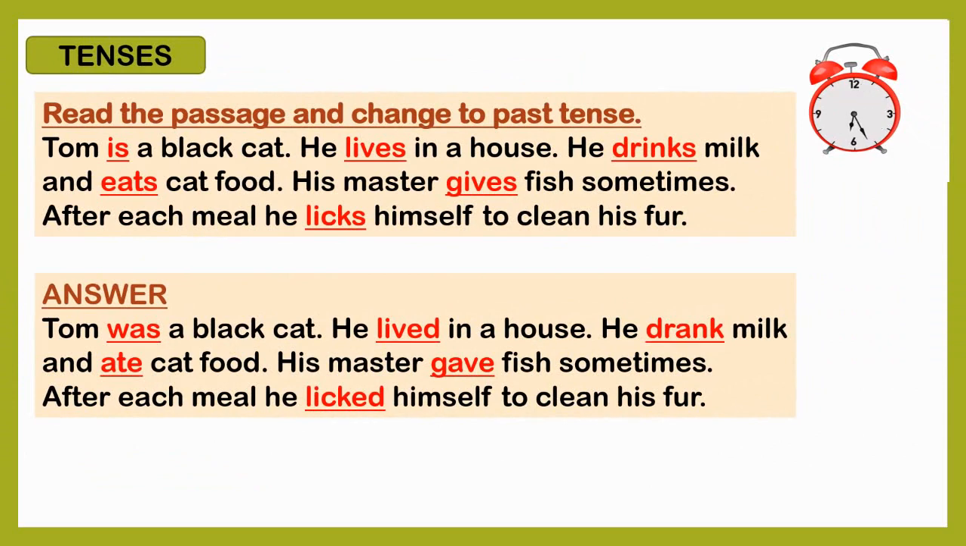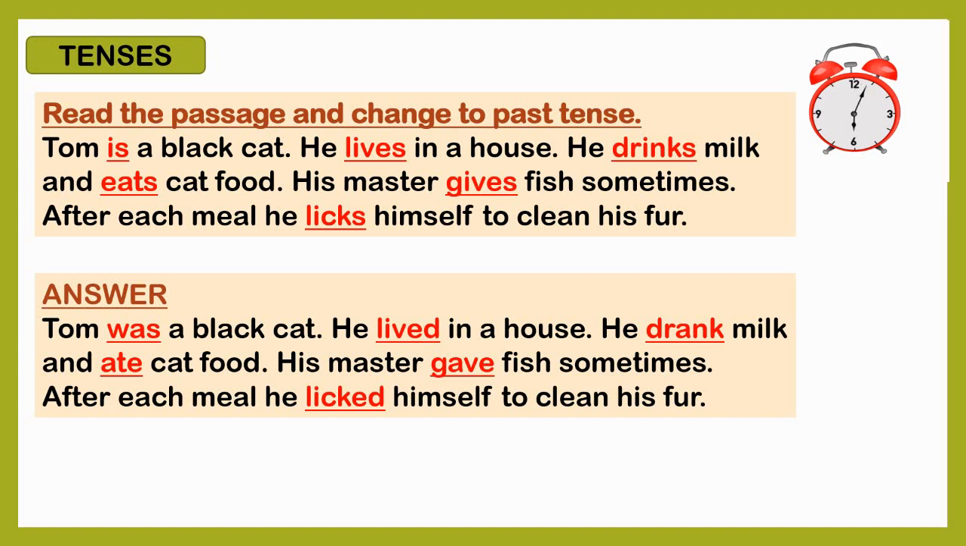Children, now read the passage and change to past tense. Tom is a black cat. He lives in a house. He drinks milk and eats cat food. His master gives fish sometimes. After each meal, he licks himself to clean his fur.